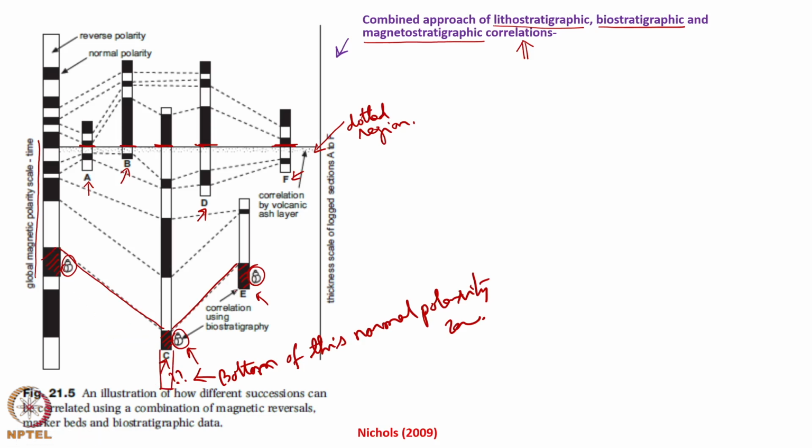Same problem, I cannot join this point with this point, and even in this case I do not know whether the black rectangle demarcating the normal polarity actually goes down. So, is this the right correlation, or is that the right correlation, or is that the right correlation, is not clear. Now, immediately above this normal polarity zone there is a reverse polarity zone that we can join.